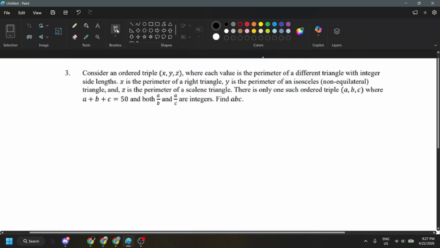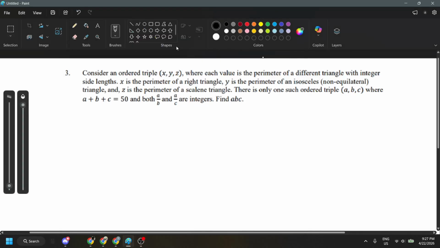Hi guys, okay, so consider an ordered triple, x, y, z, where each value is a perimeter of a different triangle with integer side lengths. X is the perimeter of a right triangle, y is the perimeter of an isosceles triangle, and z is the perimeter of a scalene triangle.